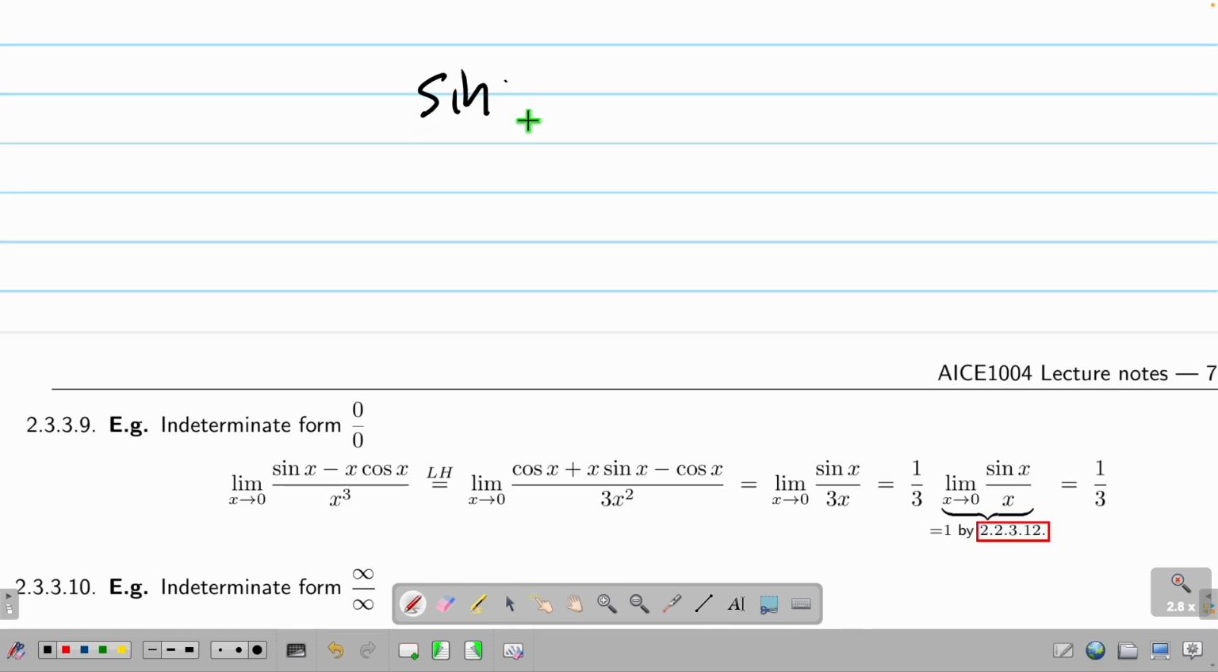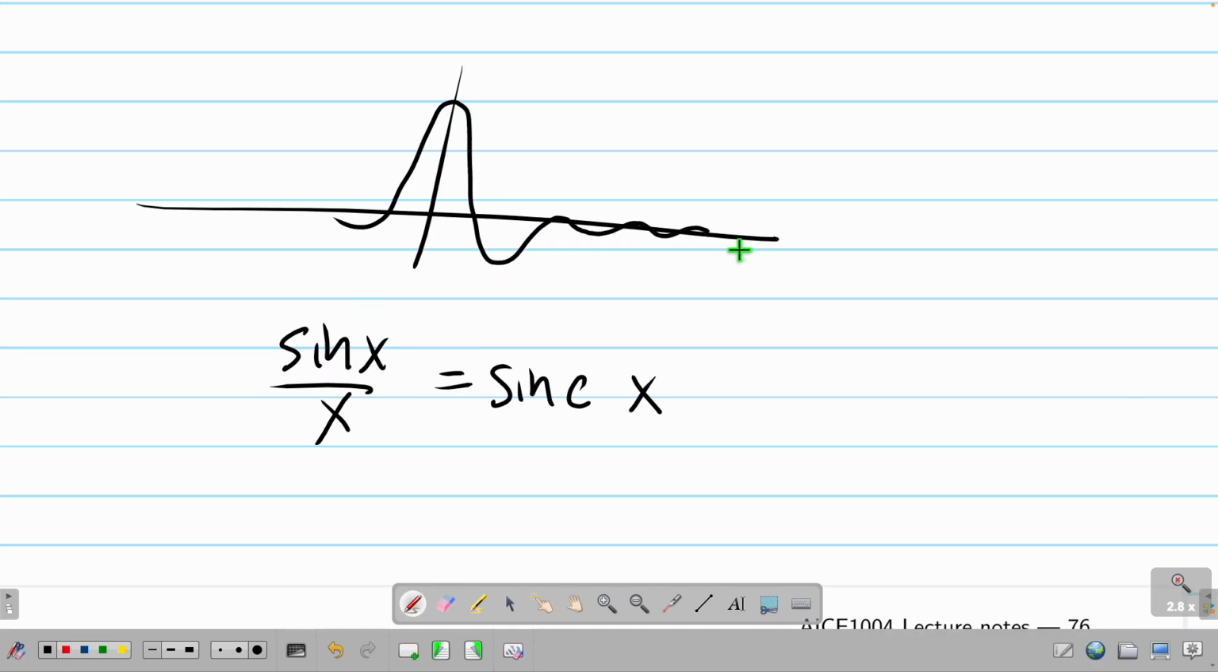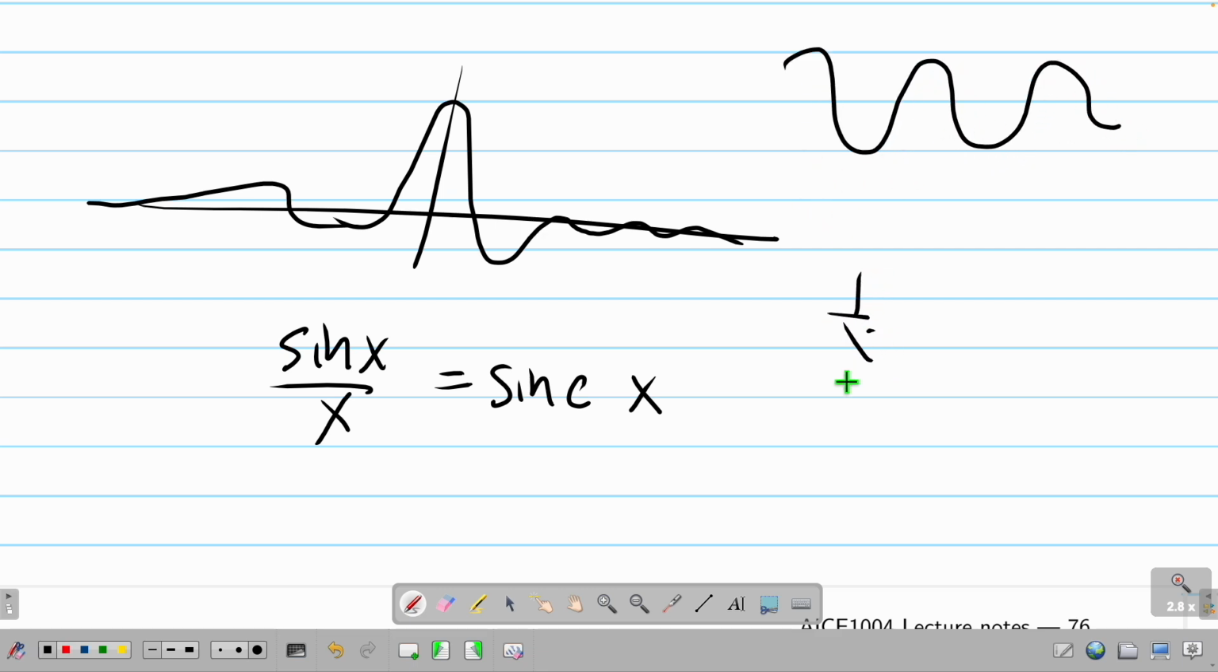This function has a name called sinc. And what does this look like? Something like this. So you can think of it like sine is this, right? But now you have 1 over x, so you have 1 over x here. These two multiply, so it's like you have 1 over x limiting how big this sine can go. And this sine can go for the other part, right? So you have this.